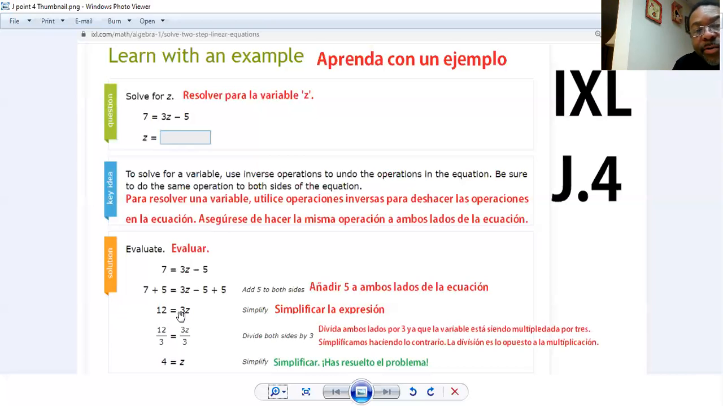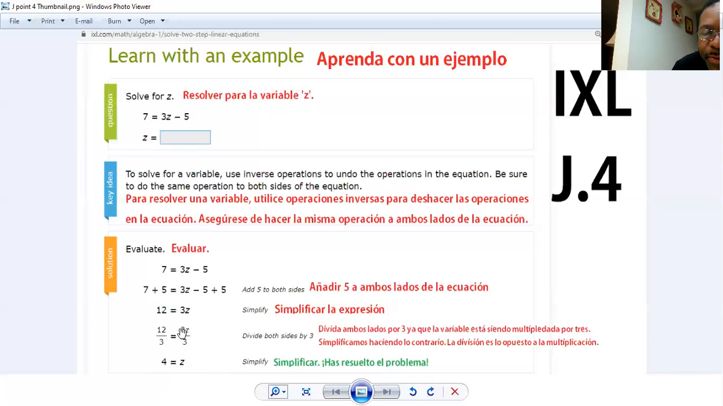Okay, so since it's 3 times Z, we're going to divide by 3. 12 divided by 3 on this side, and this side is 3Z divided by 3. 12 divided by 3 equals 4. And 3Z divided by 3 is Z.